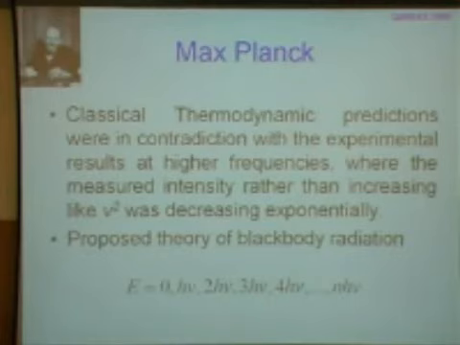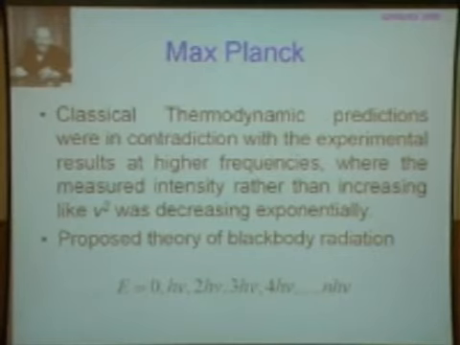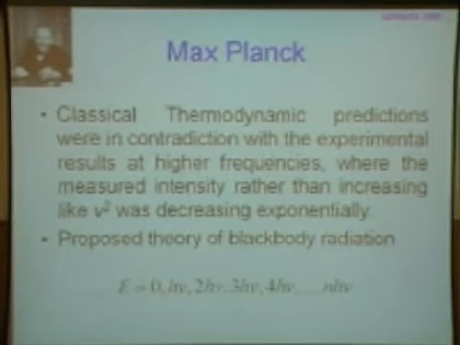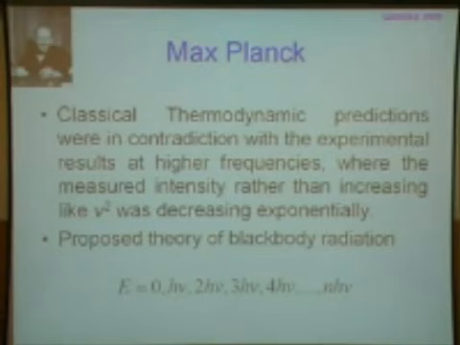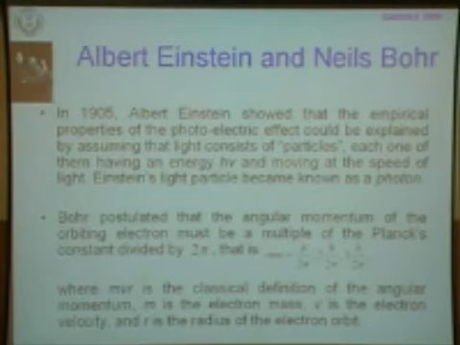Then Max Planck: classical thermodynamic predictions were in contradiction with the experimental results at higher frequencies, where the measured intensity, rather than increasing like mu square, was increasing exponentially. He proposed the theory of black body radiation, that energy is released in packets or quanta or bundles, 0, h mu, 2 h mu, or multiples of that, n h mu, where h is Planck's constant. In 1905, Albert Einstein showed that the empirical properties of the photoelectric effect could be explained by assuming that light consists of particles, each one of them having an energy h mu and moving at the speed of light.